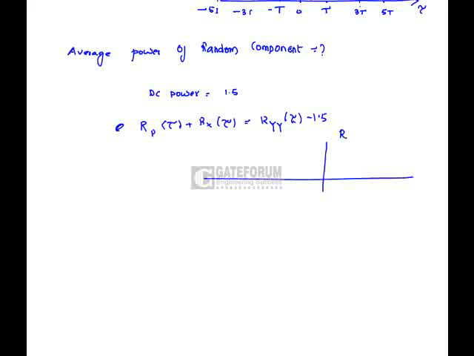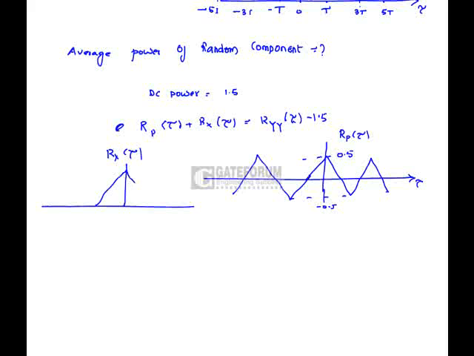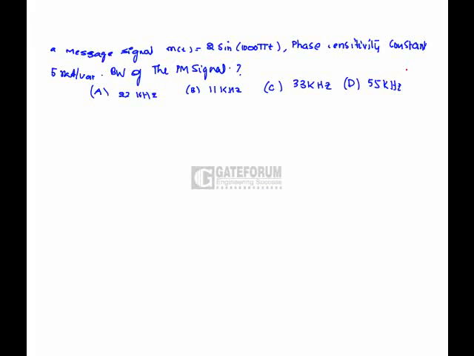So here this is RP of tau, that is the periodic autocorrelation function; this is plus 0.5, this is minus 0.5, whereas the autocorrelation function of a random component is this, this is 1, minus t, that is tau. So the average power of a random component is nothing but Rx of 0, which is 1 watt, that is option D is correct.